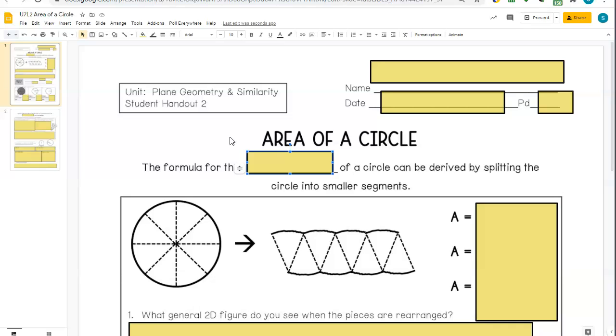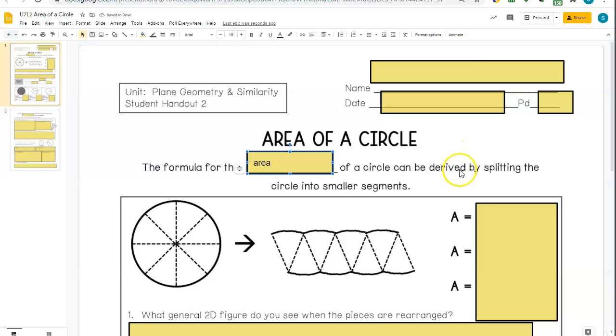Remember, area is the number of squares it takes to cover up a shape. So if we had a square that was length 1 by 1, we would fill it up and we could cut and rearrange the squares till eventually they filled up this entire shape. And that would take a certain number of squares. It might take a square and a part of a square, and we're going to figure that out. So today we're learning about the formula for the area of a circle.